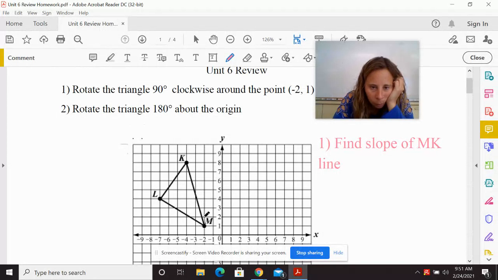Oh, that doesn't look right. 1, 2, 3. Oh, it's not over 1. Okay, let's go all the way up. 1, 2, 3, 4, 5, 6, 7. So we're going up 7, which makes sense. We're going from y equals 1 to y equals 8, so that is up 7.